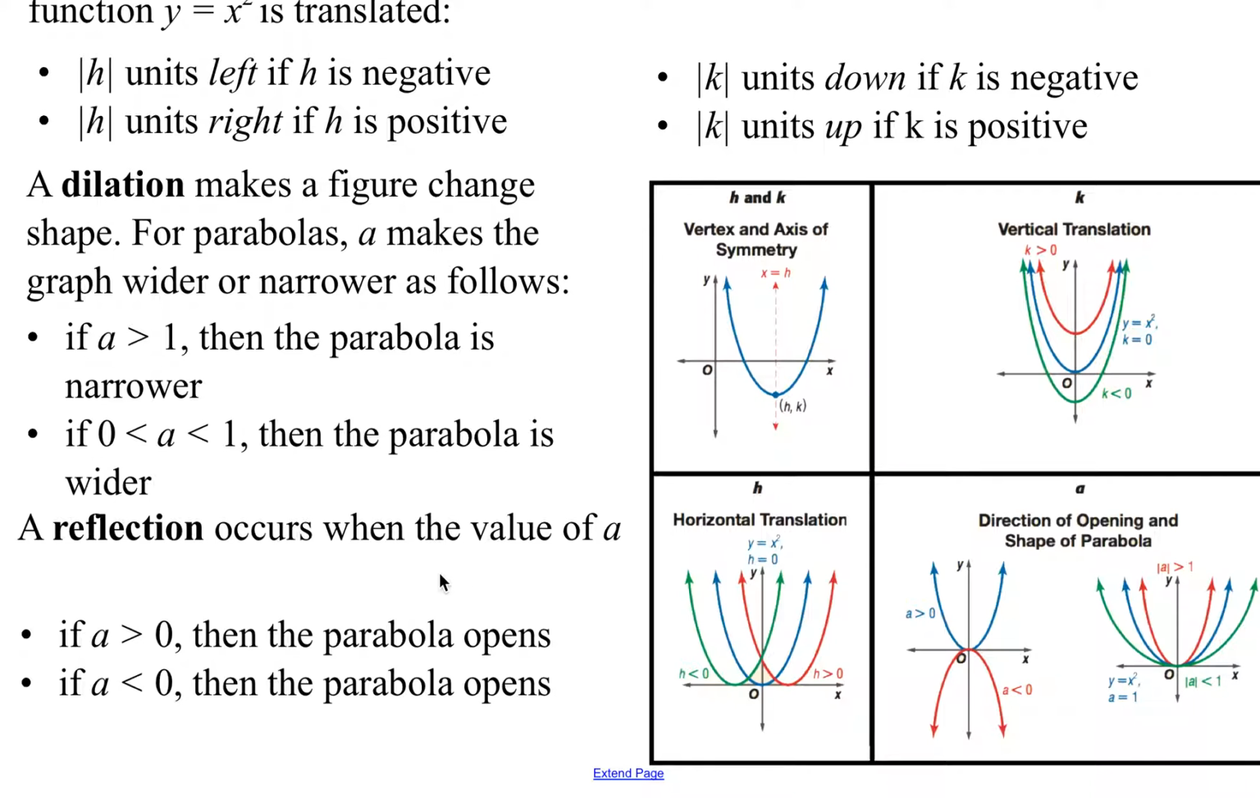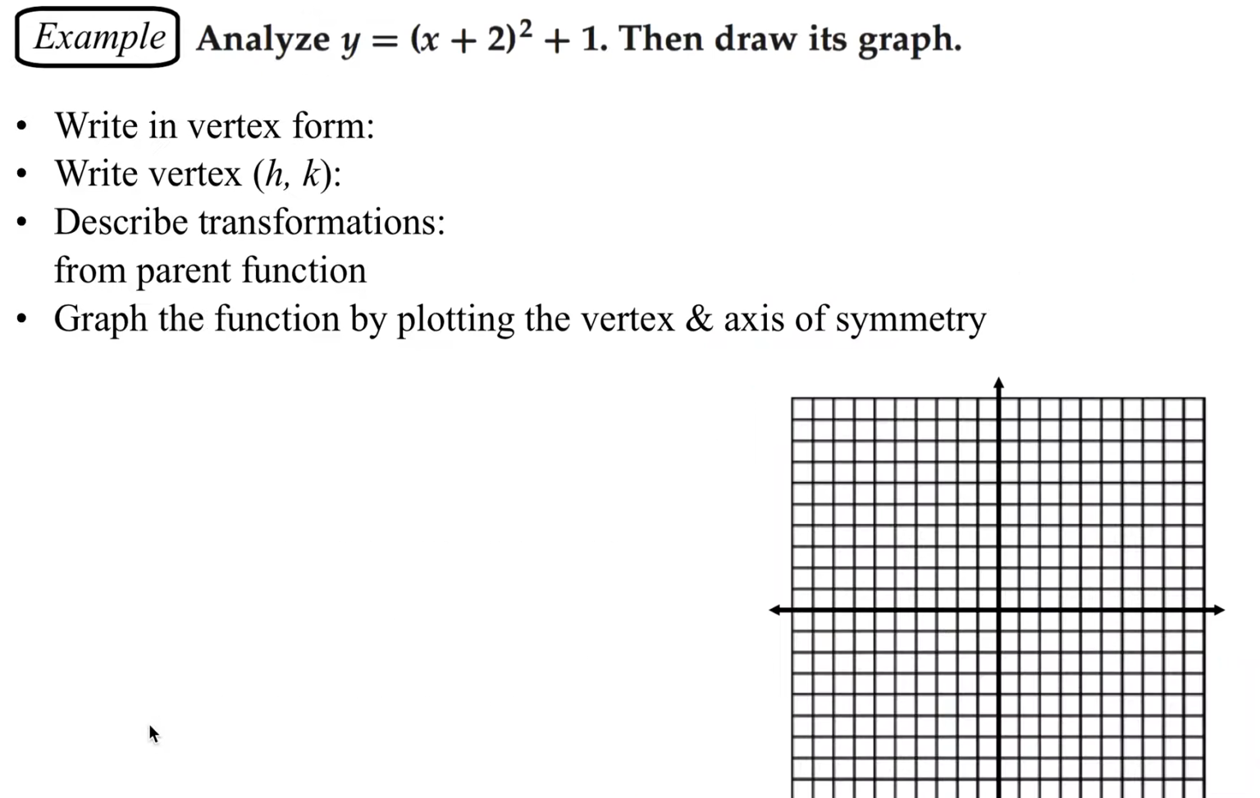So I mentioned that you are a little bit familiar already with reflections, and that happens when a changes sign. So if a is negative, then that tells us that the parabola opens down. If a is positive, then it opens up. Oh, and I didn't put that in here. Up and down, there you go. Forgot to reveal the words for you.